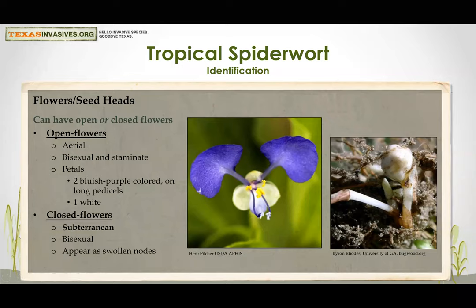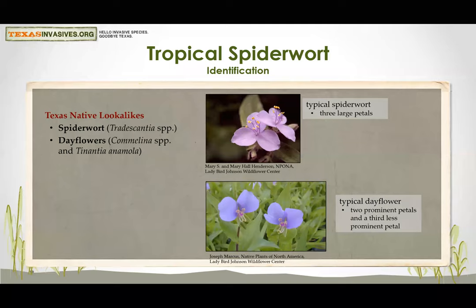So the petals, it'll have two bluish purple petals and one white petal. These bluish petals are on long pedicels. So really long, almost kind of make them look like bug eyes or antennae or something, but really long pedicels. And that'll help separate it from native species, which we'll discuss in a couple slides. So you've got the underground flowers and the above ground flowers that will really help with identification.